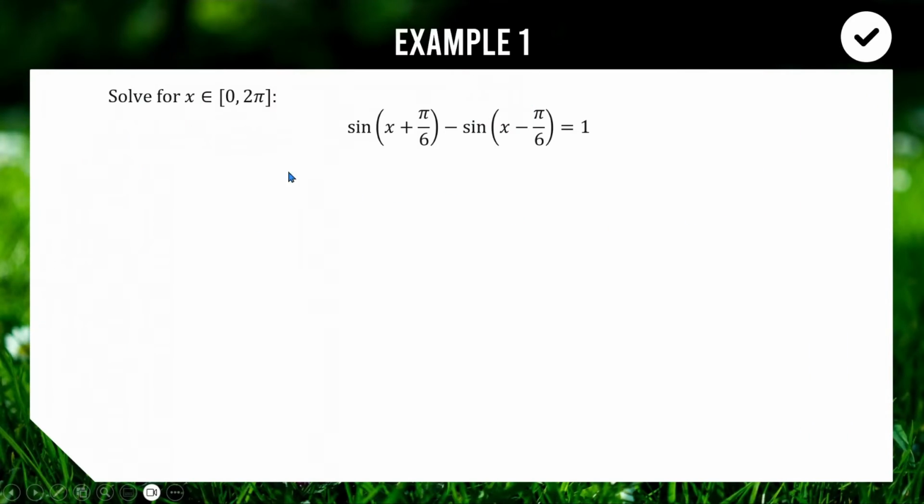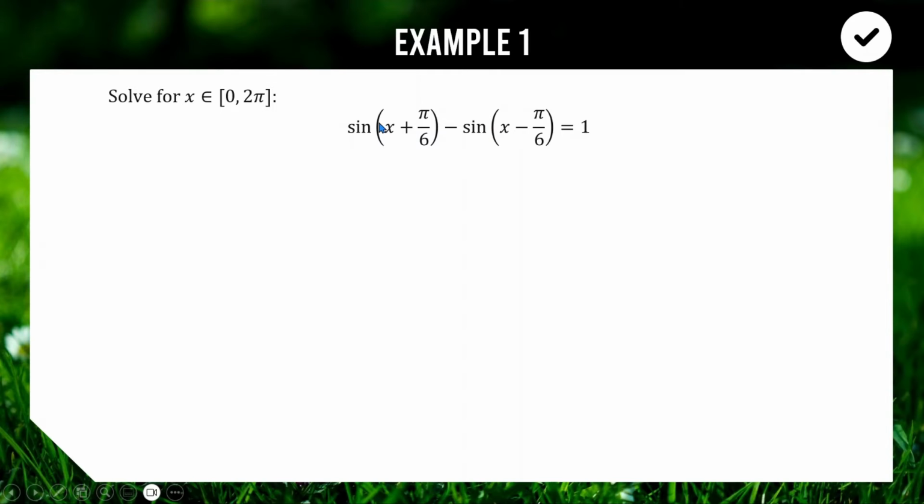Okay, example 1, we are solving for x in the set of 0 to 2 pi. So this means in one lap of the circle from 0 to 360. We have sine of x plus pi on 6 minus sine of x minus pi on 6 is equal to 1.